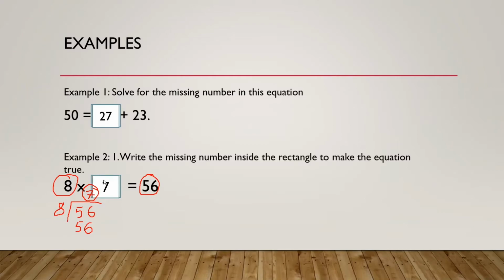To check, paano ba natin siya i-check? Ang gagawin lang natin is to solve both left and right-hand side of the equation. So, 8 times 7 is equal to 56. Then, copy the sign, which is equal. Then, copy this one, 56. Therefore, we prove that the equation is true. Dahil 56 is equal to 56.